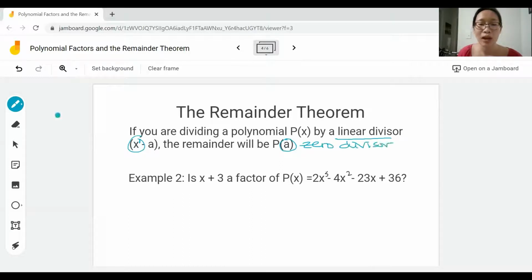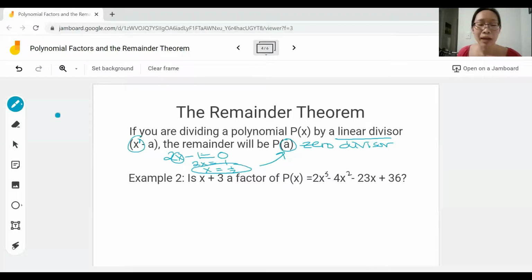So if your divisor is 2x minus 1, then the 0 is the value of x that makes this expression 0. So that means I set it equal to 0 and solve for x. So here I'm going to add 1 to both sides, and then I divide each side by 2, and my x is equal to 1/2.